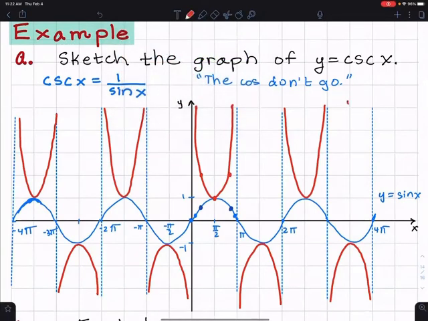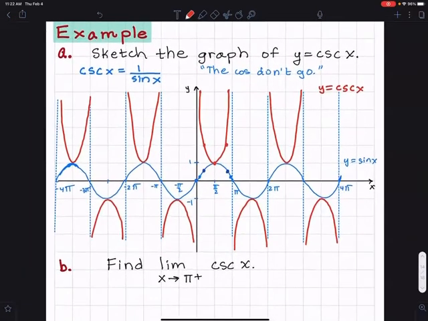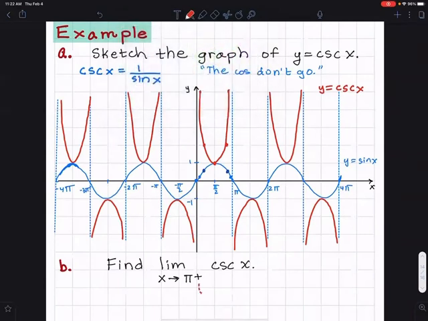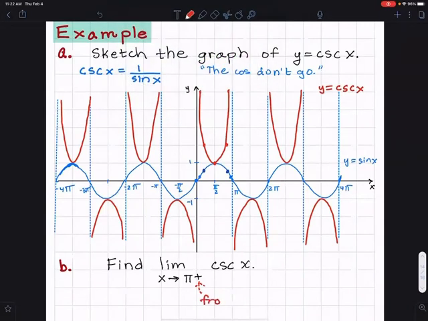Okay, so what do we have here? This part in red is the cosecant x graph. The part in blue is the sine x graph, as we're trying to do the cosecant graph. Now, let's look at this graph and, through the graph, answer the question: what is the limit of cosecant x as x approaches pi from the right? That little plus there means from the right of pi.